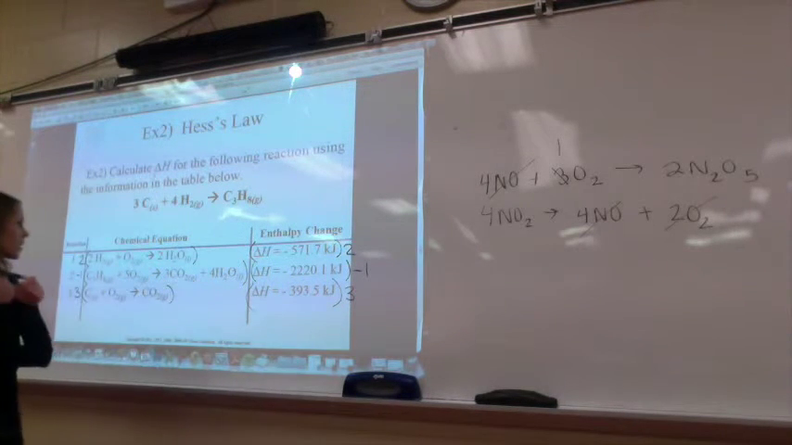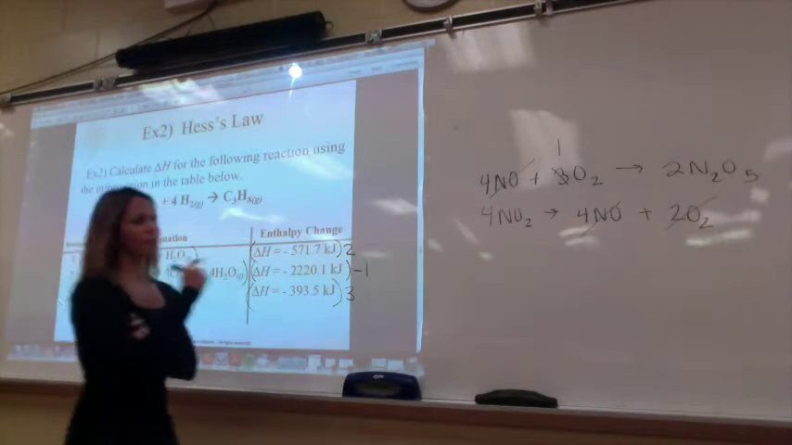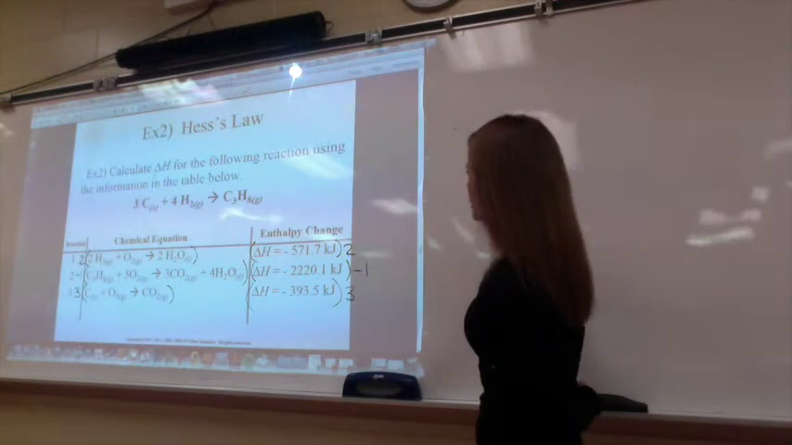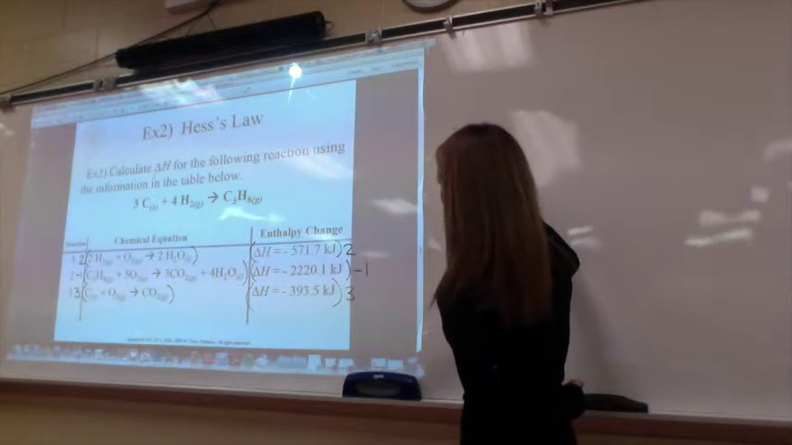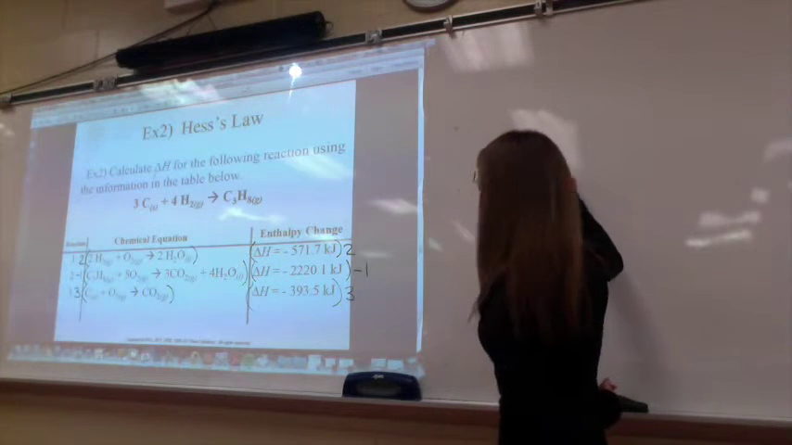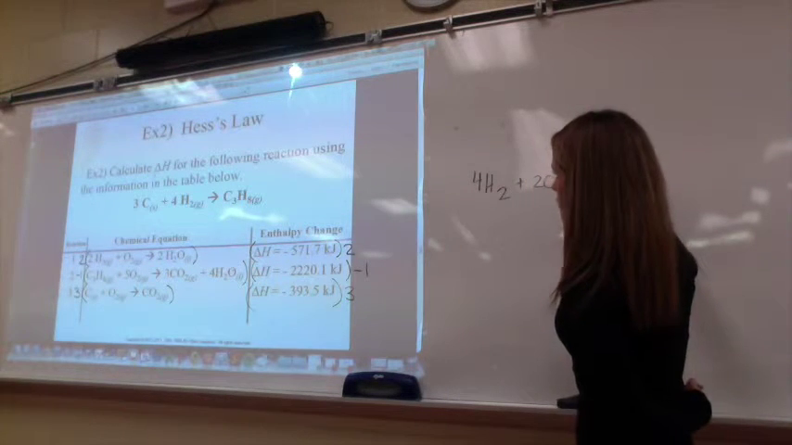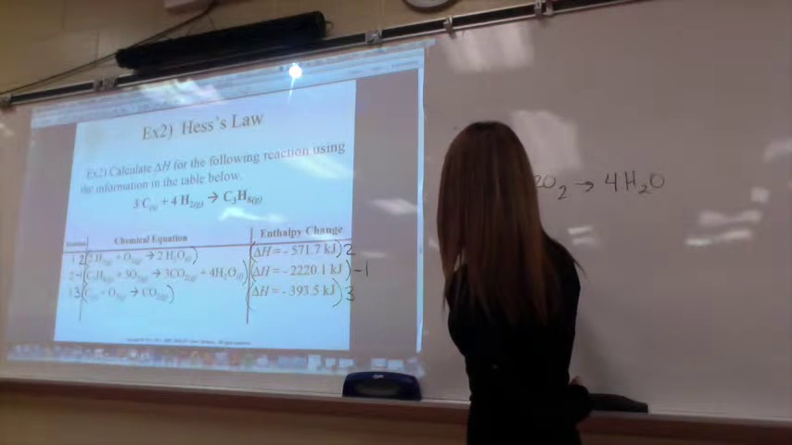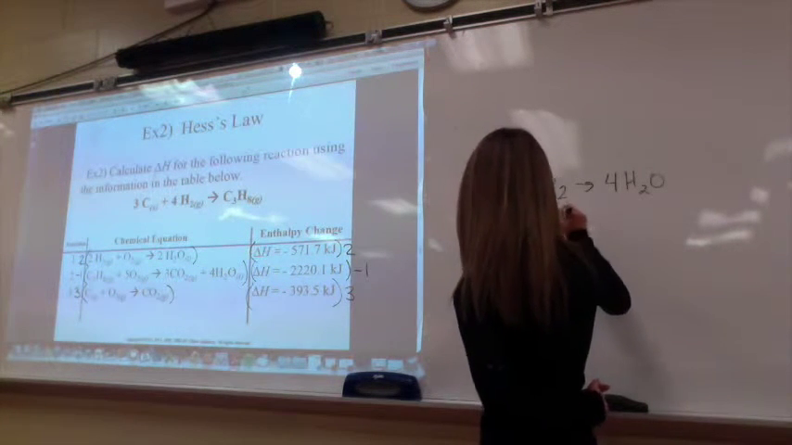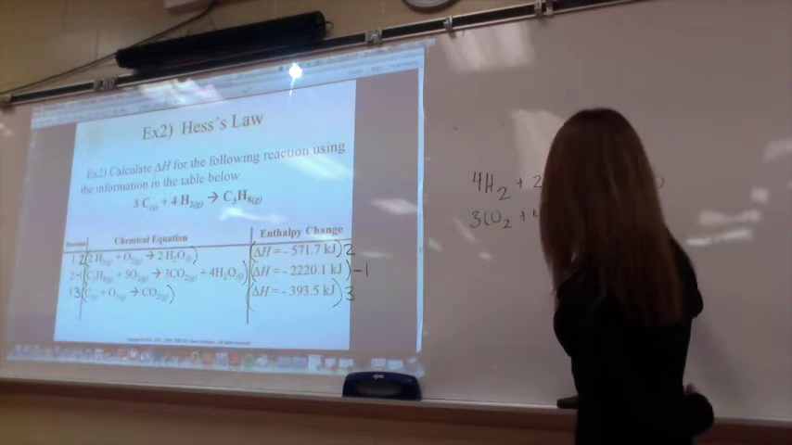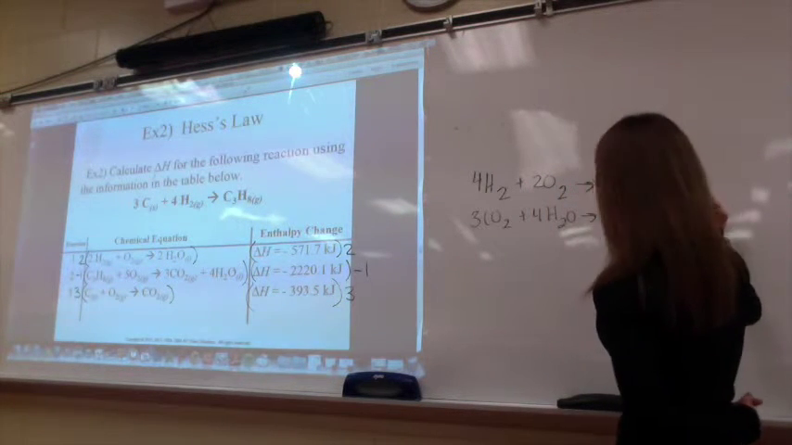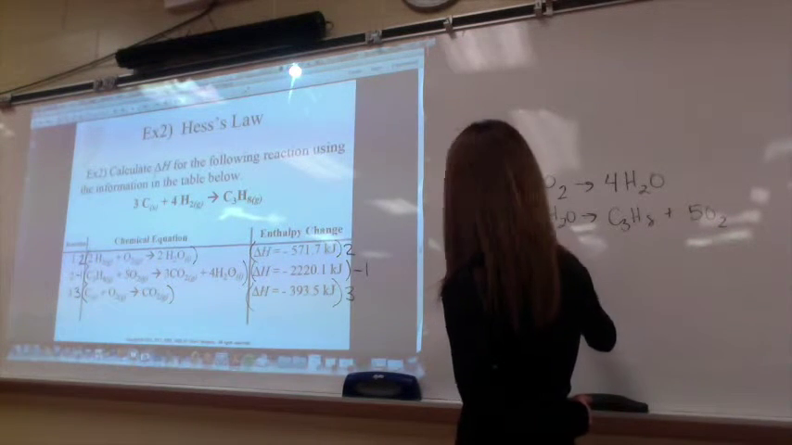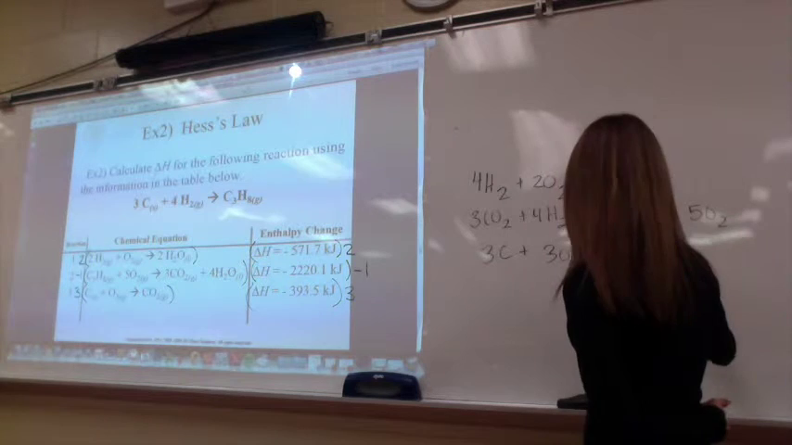All right, so let's write them all out again and then see what happens. So I think you have an empty slide for this, right? So you should throw that all in. 4H2 plus 2O2 yields 4H2O. I'm going to reverse this one, so that's 3CO2 plus 4H2O yields C3H8 plus 5O2. 3 carbon plus 3O2 yields 3CO2.